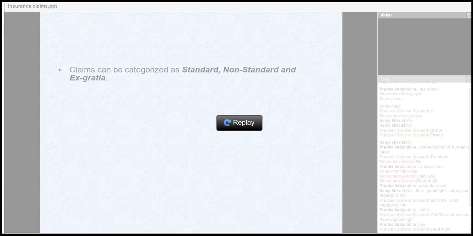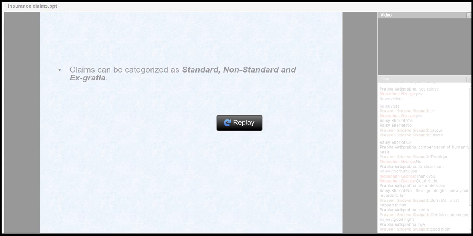After the verification, the amount payable has to be worked out, which would depend on the sum insured, extent of insurable interest, value of the salvage, application of conditions of average, contribution and subrogation. Claims can be categorized as standard, non-standard and ex gratia.